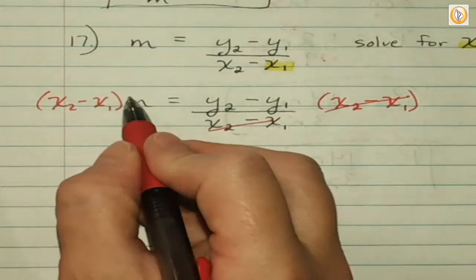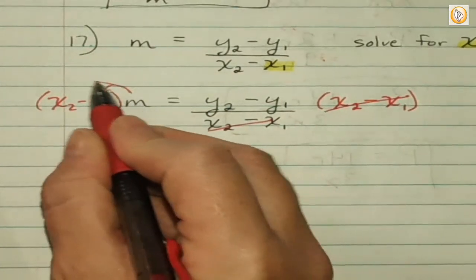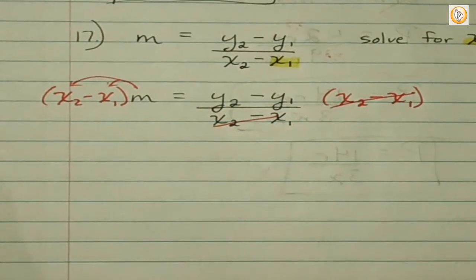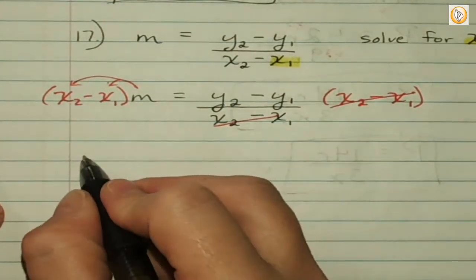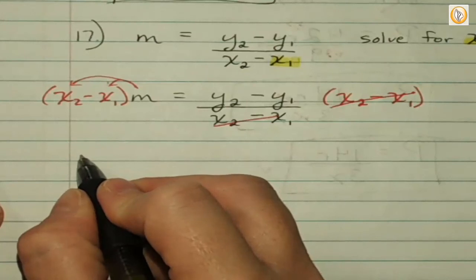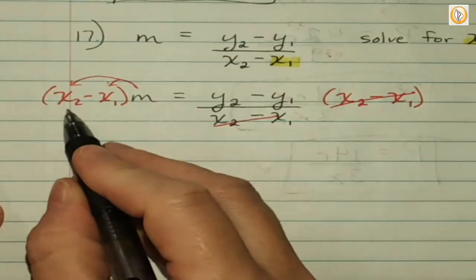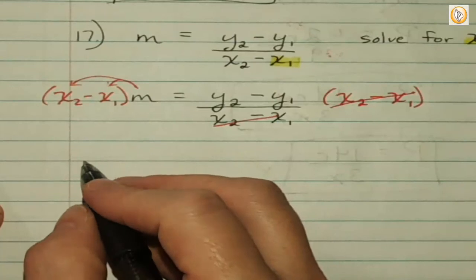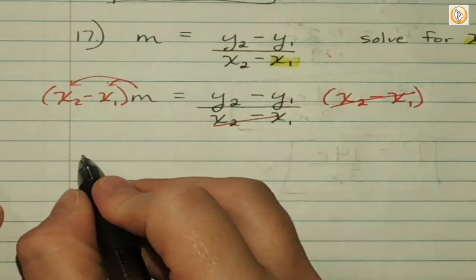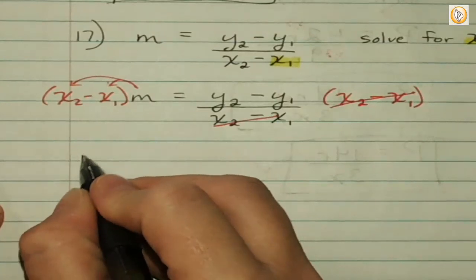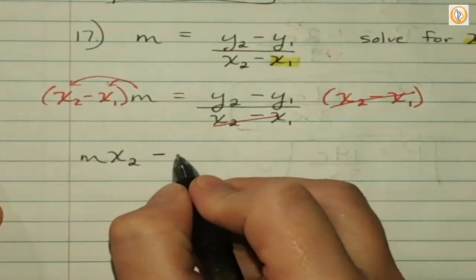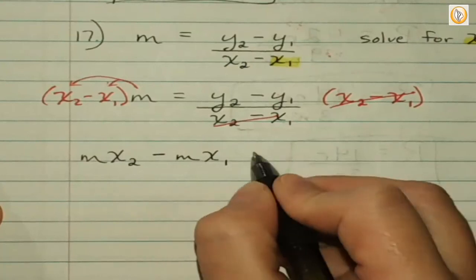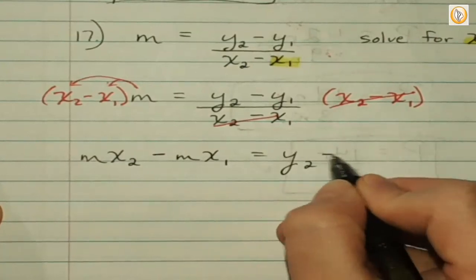Okay, so let's do distributive. So m times x2 is what? X2M, or mx2, it doesn't matter. Minus mx1 equals y2 minus y1.